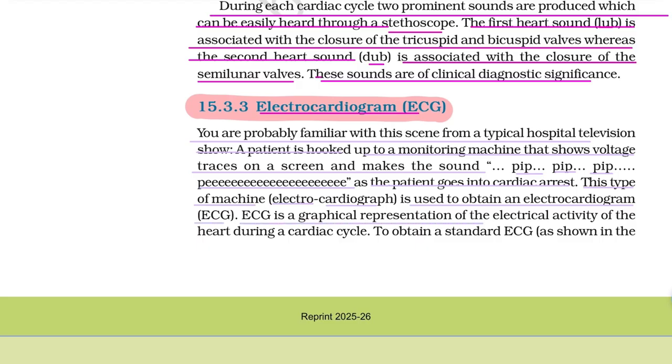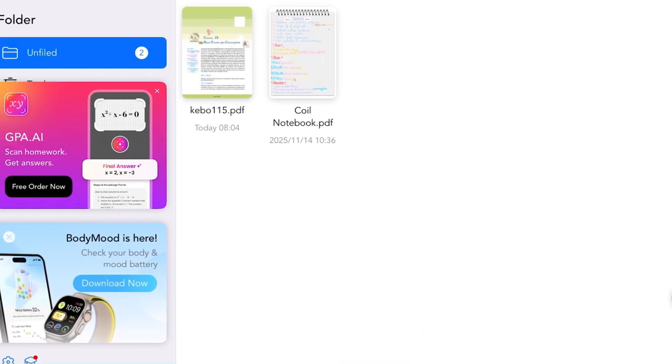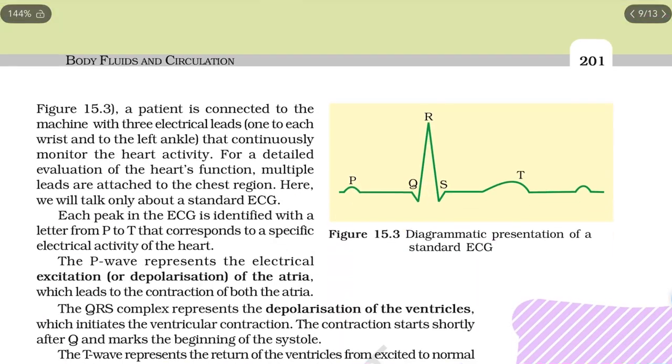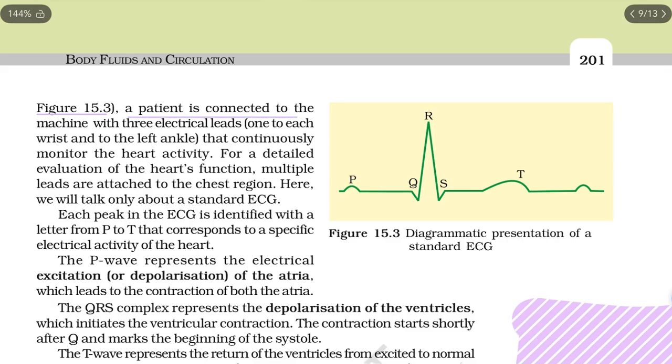ECG is a graphical representation of electrical activity of the heart during a cardiac cycle. To obtain a standard ECG as shown in figure 15.3, a patient is connected to the machine with three electrical leads that continuously monitor the heart activity. For a detailed evaluation of the heart's function, multiple leads are attached to the chest region. Here, we will talk only about a standard ECG. Each peak in the ECG is identified with a letter from P to T that corresponds to a specific electrical activity of the heart.